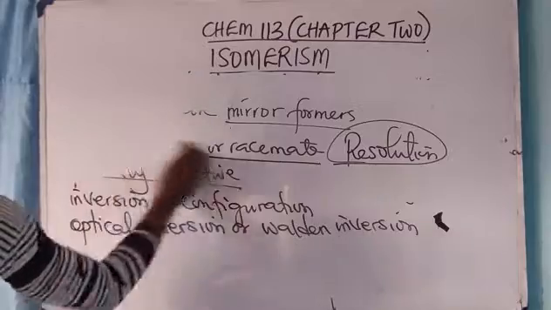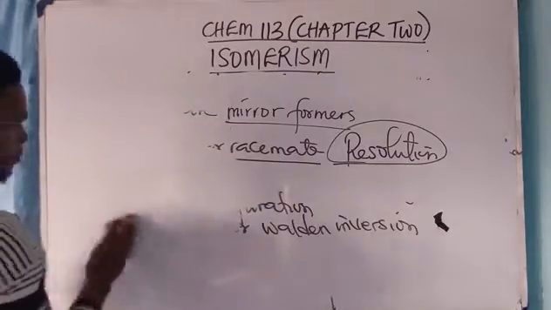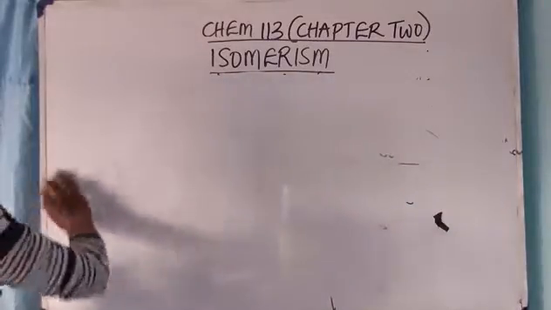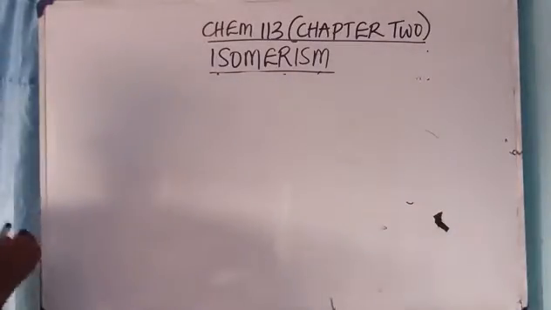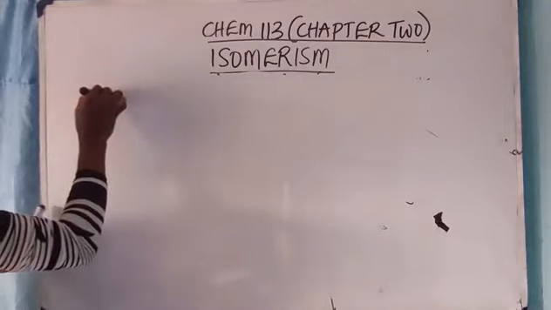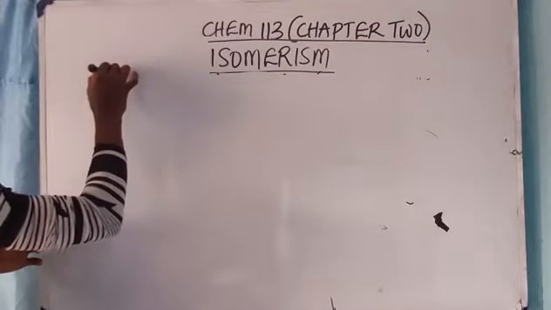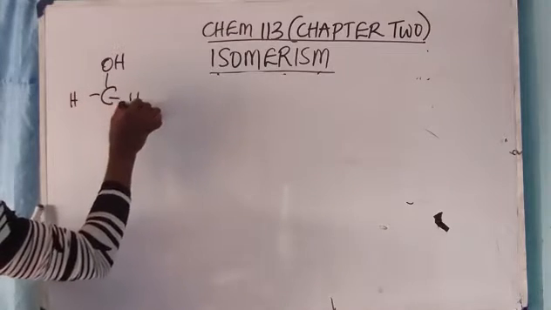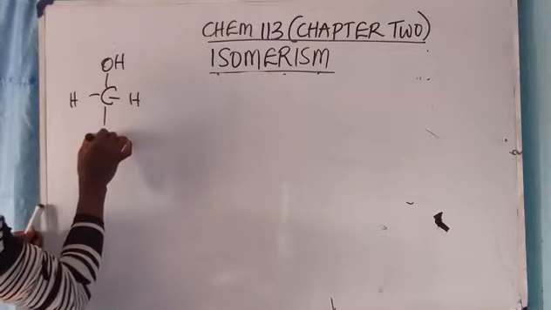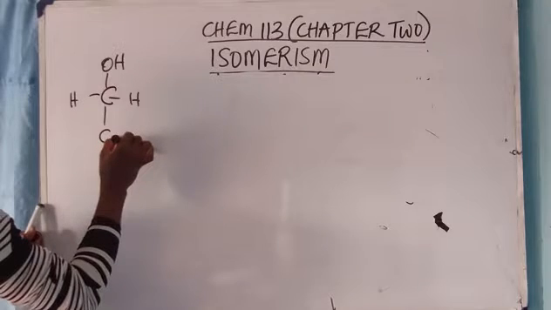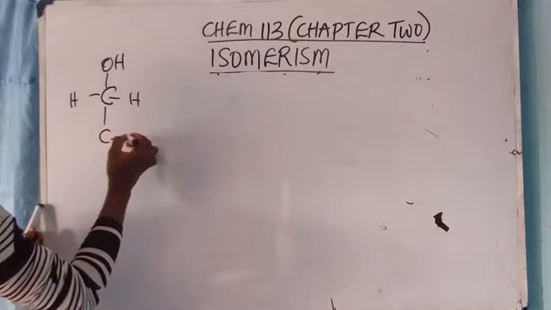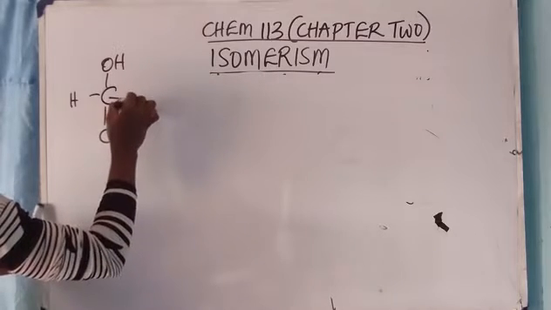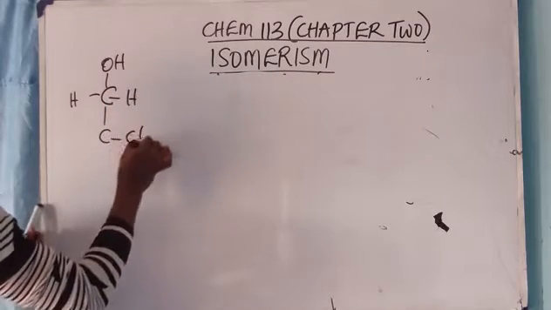Okay, let me illustrate what I just said. It's good we illustrate something so that we know what we are trying to say. We will not just be talking out of imagination. So if I have a carbon atom like this, if I have OH, I have H, I have H, okay, let me put it here. Okay, HCl.